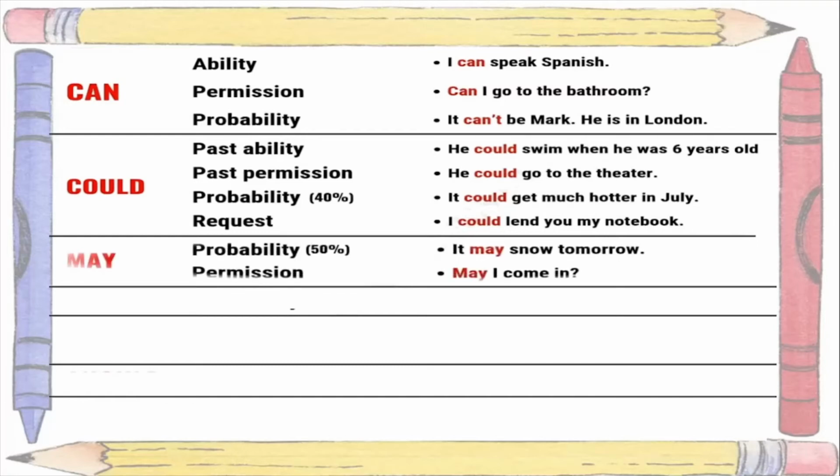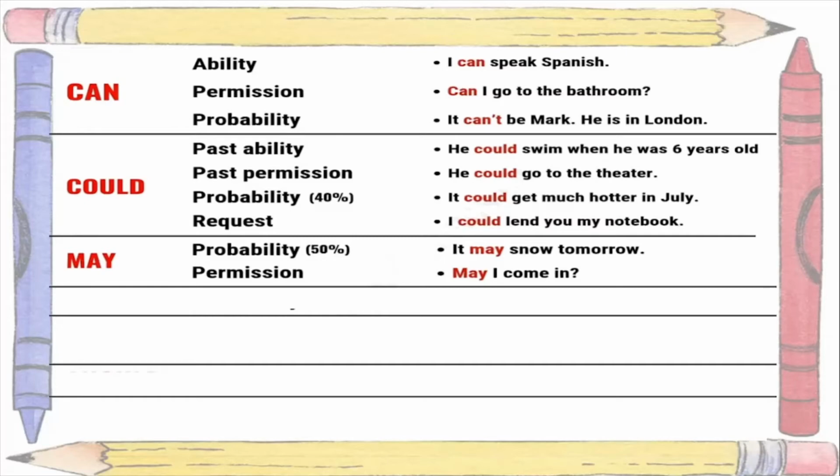Okay, then you have the word may. Now may shows 50% probability. Could shows 40% probability. When you say may, it means it is more probable. It may snow tomorrow. So there is a 50% probability that it will snow.